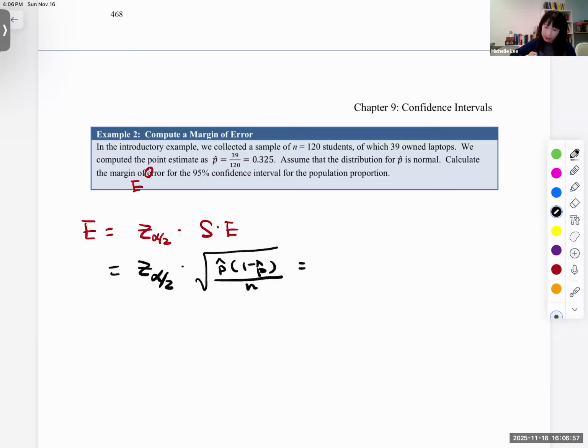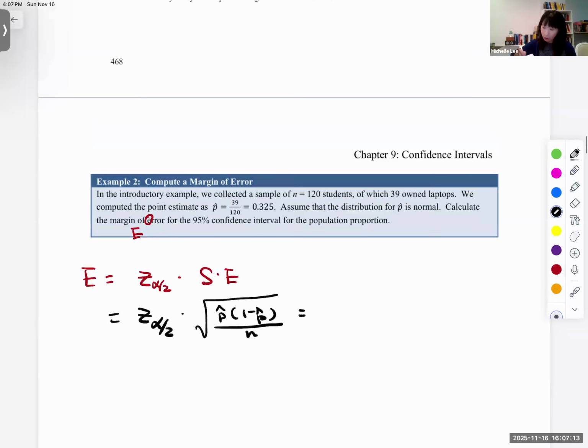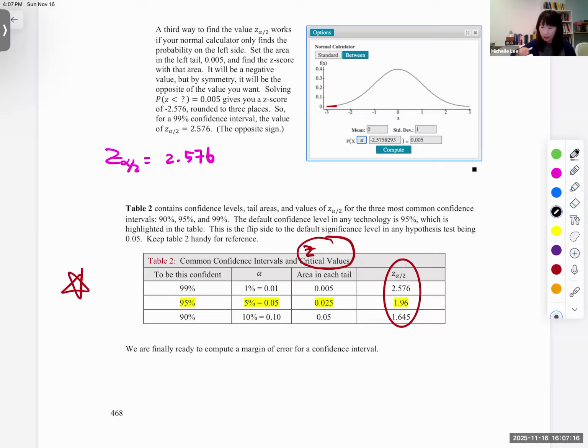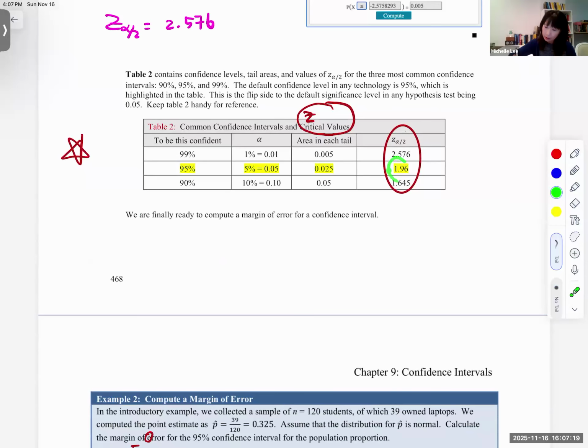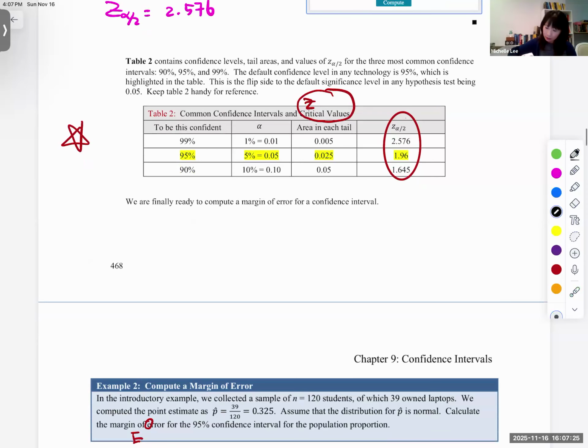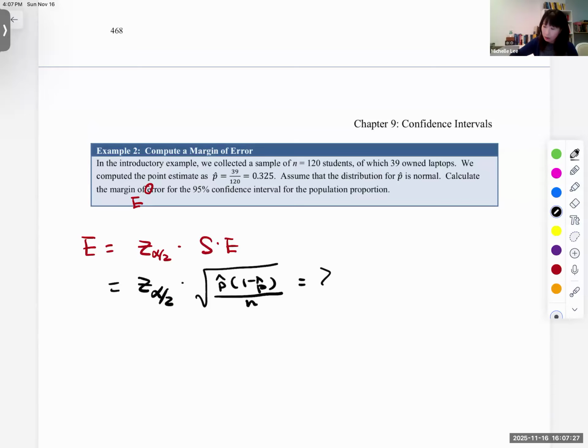Okay, so let's see. 95% confidence level. Then what was the Z critical value for 95%? Let's take a look. Oh, right there. So 1.96, highlighted, right? So 1.96. This one we are using, Z sub alpha over 2, right? So Z, yeah, 1.96, times. This is a times, so let me put the parentheses, otherwise you might get confused.